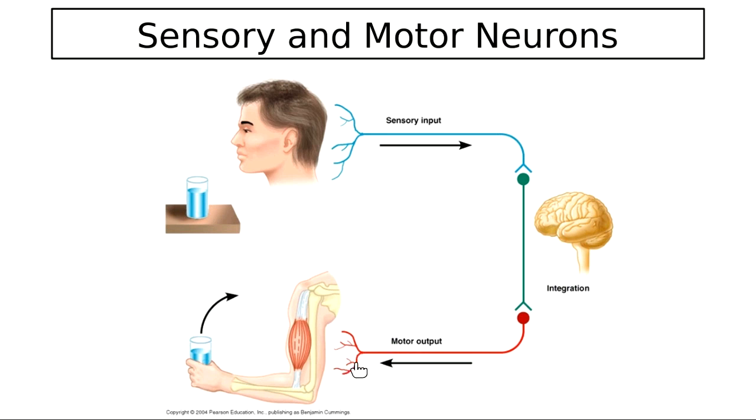So number one is somatic motor neurons. Now, soma means body. So look at what it does. Sends impulses to skeletal muscles. This is under voluntary control. So somatic motor neurons go to skeletal muscles, and they're under voluntary control.